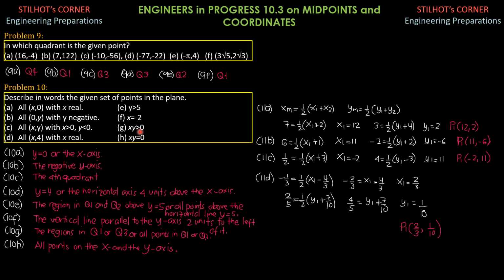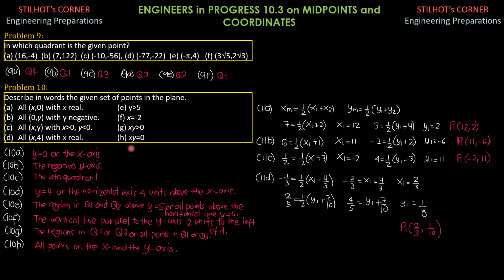Then xy, the product of x and y is greater than 0, so it means the first and the third quadrant, because in the first quadrant, x coordinates and y coordinates are both positive, so that's why the product would be greater than 0. In the third quadrant, x and y are both negative, so the product would still be positive or greater than 0.